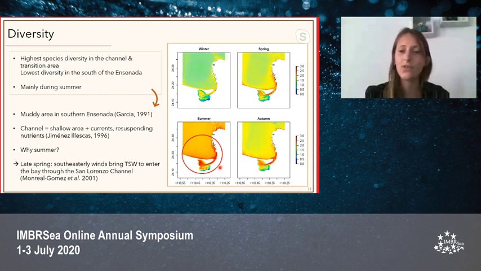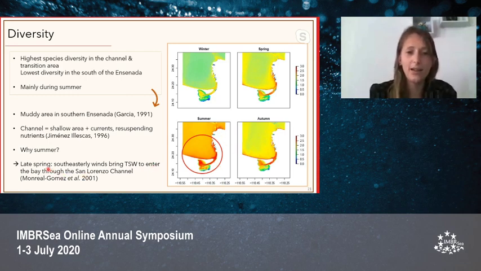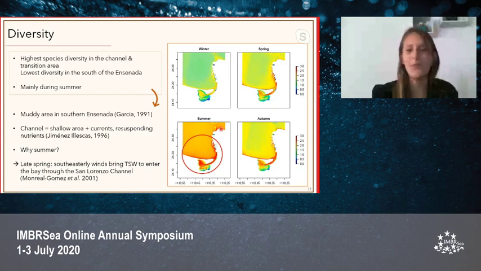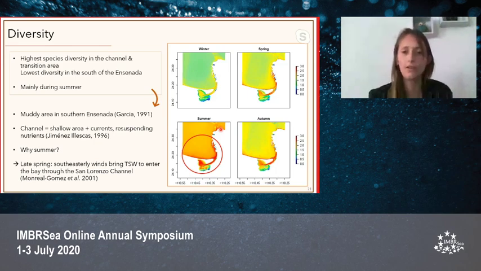And lastly, why is summer the season with the highest diversity? This is probably related to the fact that in the late spring, southeasterly winds bring nutrient-rich tropical surface water to enter the bay via the San Lorenzo Channel up here. And since the San Lorenzo Channel is connected with the Ensenada through currents and tides, they constantly exchange, and so this additional nutrient input could be the reason why summer is so diverse.